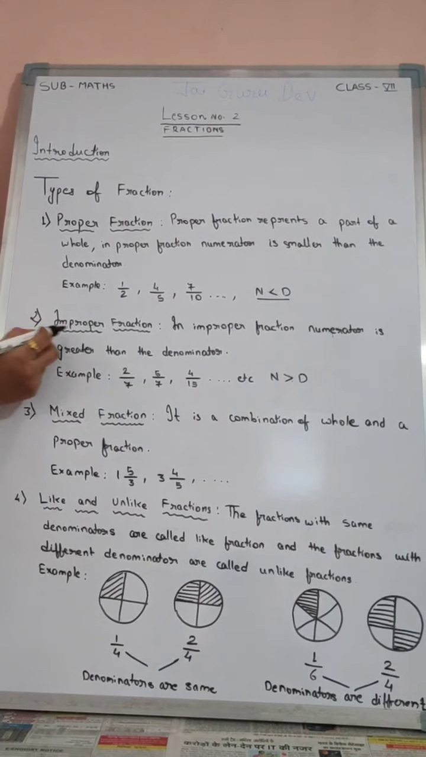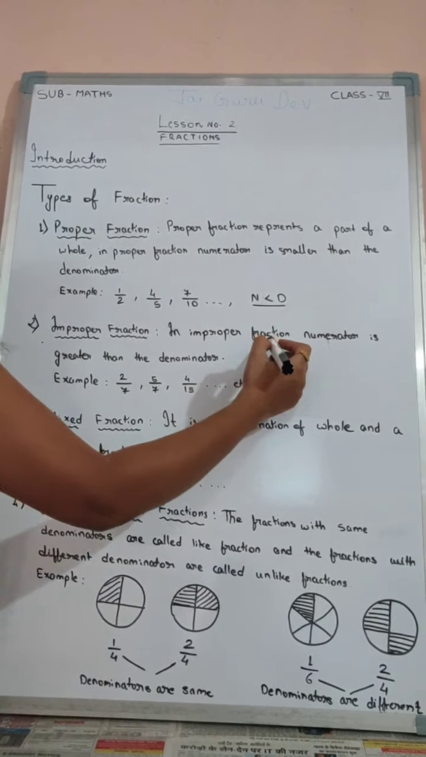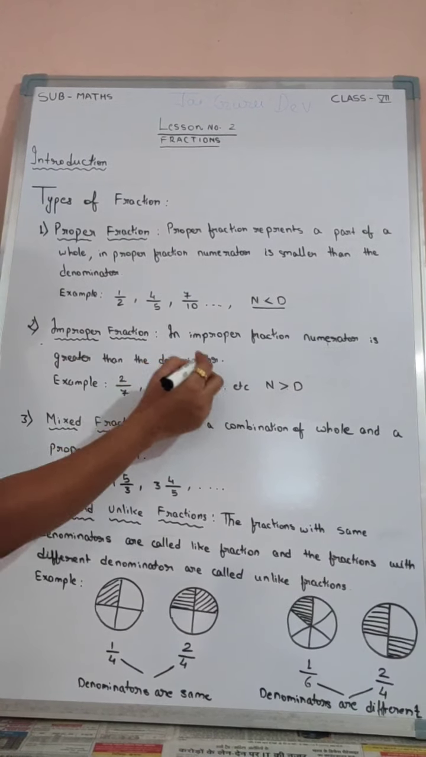Then next is the improper fraction. In an improper fraction, the numerator is greater than the denominator.